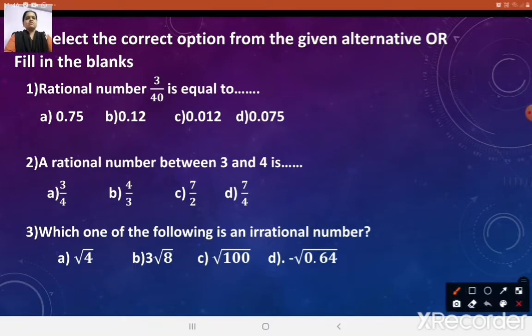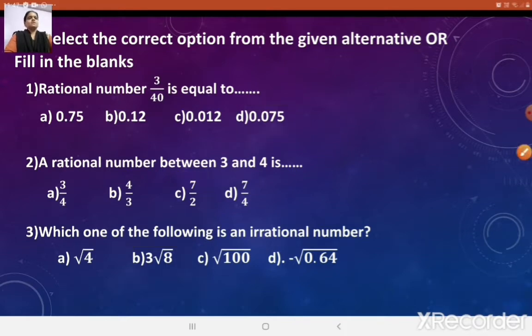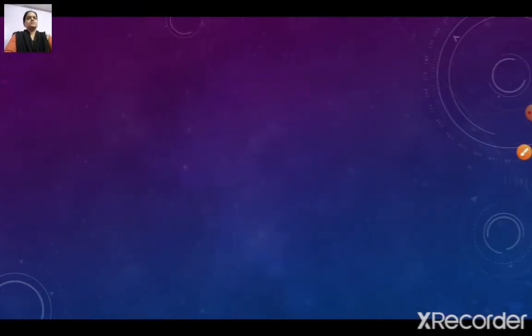Just let me give you once again the correct options. For the first one, the option is 0.075. For the second, it is 7 by 2, and for the third one, 3 root 8 is the correct option. So note this down. Similar types of questions can be asked in your exam. Now continue with the next question.